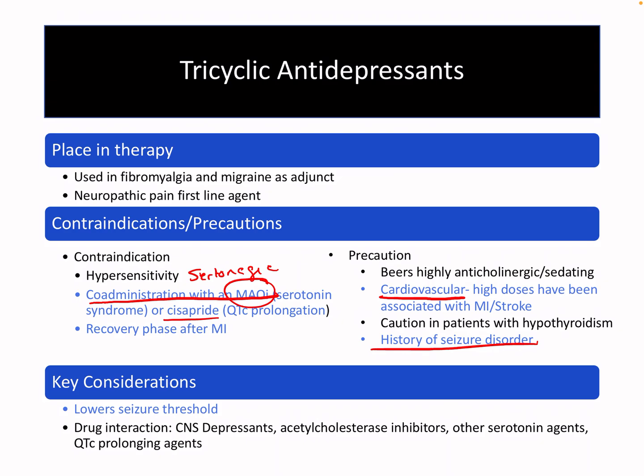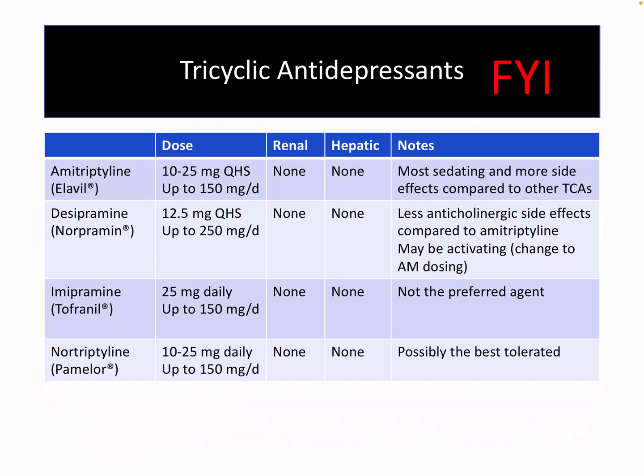Their place in therapy really is to be used in neuropathic pain, primarily as a first-line agent. Also can be used in migraine and fibromyalgia. One thing to keep in mind is that these do lower the seizure threshold. So in patients that have seizures, you do want to avoid them due to their seizure risk. There are many drug interactions, including anticholinesterase inhibitors, other serotonin agents due to the risk of serotonin syndrome, agents that prolong the QTc interval, and CNS depressants.